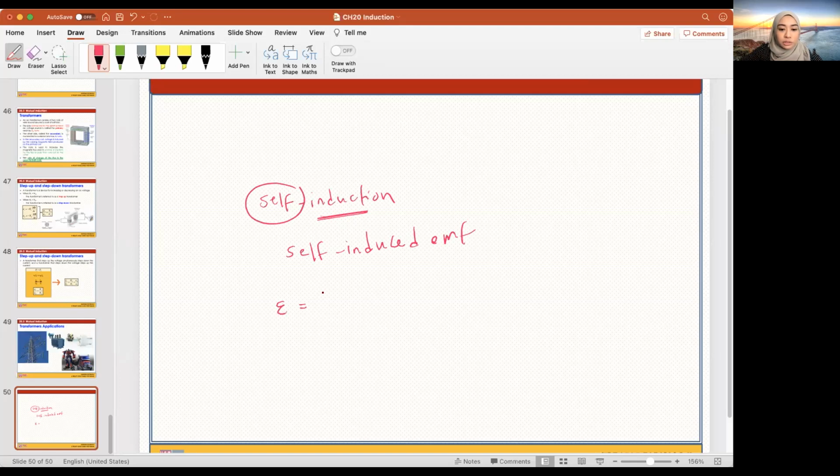The EMF equation is equal to minus L change in I over the change in T. When we talk about induced EMF, we always have the minus sign because it is always trying to oppose any changes. For self-induced EMF, we have a new constant called L, which is inductance.